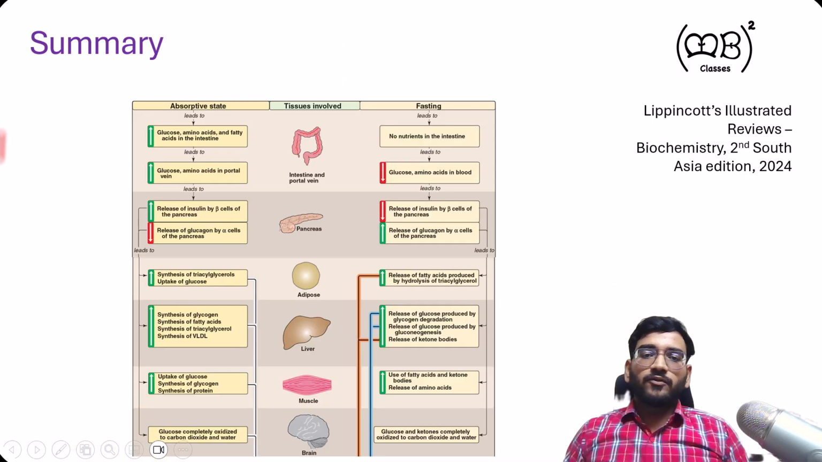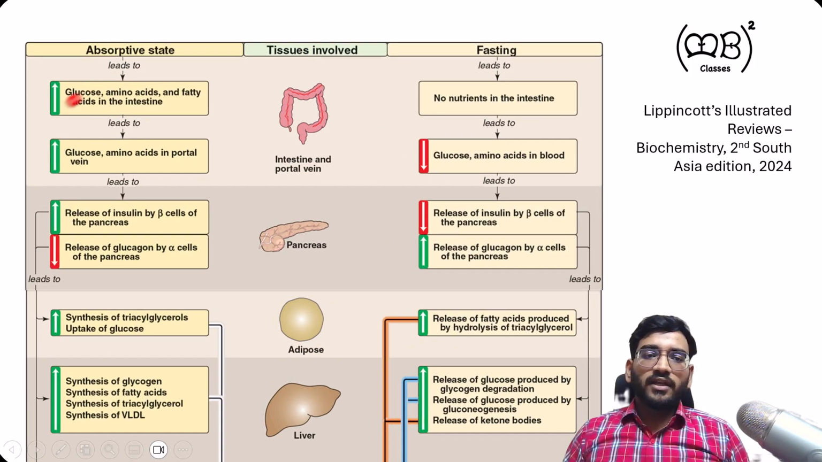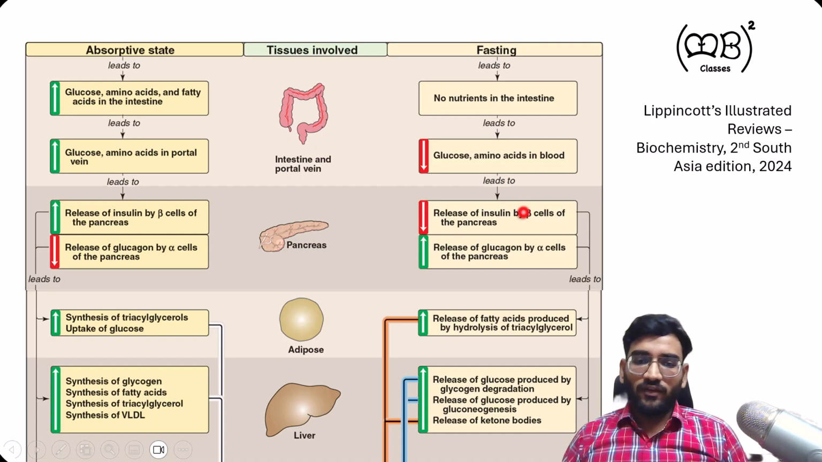So to summarize, what we have understood is the absorptive state, that is the fed state, and the fasting state or post-absorptive state. In the absorptive state, there are increased nutrients in the intestine. In the fasting state, there are no nutrients. These nutrients will go via the portal system, and in the pancreas they will lead to increased release of insulin by the beta cells. In the fasting state, there are no nutrients, so insulin is not released, and glucagon is increased from the alpha cells.